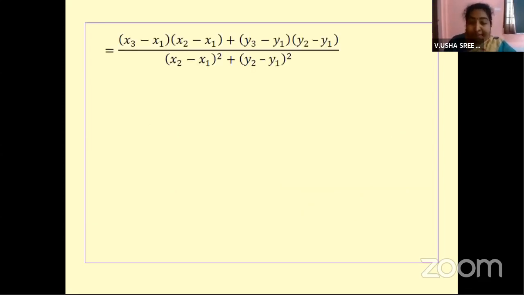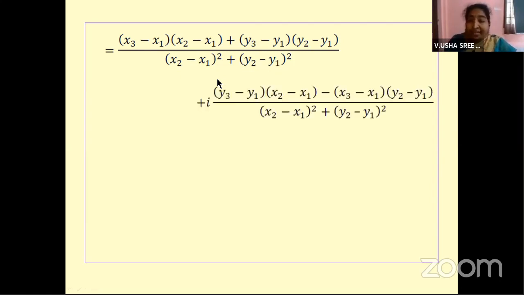Then we will try to separate the real part and the imaginary part. So the real part is without i, children. So we are getting it as x3 minus x1 into x2 minus x1 plus y3 minus y1 into y2 minus y1 divided by (x2 minus x1) whole square plus (y2 minus y1) whole square, plus the imaginary part. What you're getting is y3 minus y1 into x2 minus x1 minus x3 minus x1 into y2 minus y1 divided by (x2 minus x1) whole square plus (y2 minus y1) whole square.